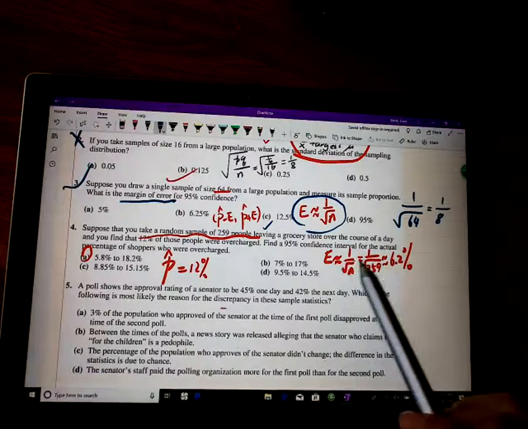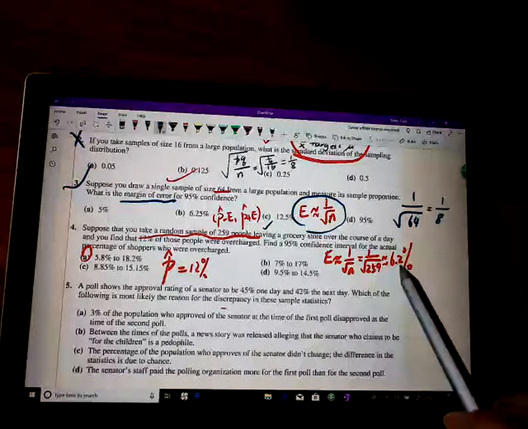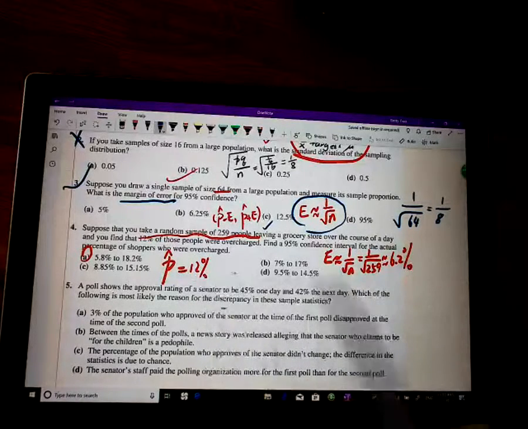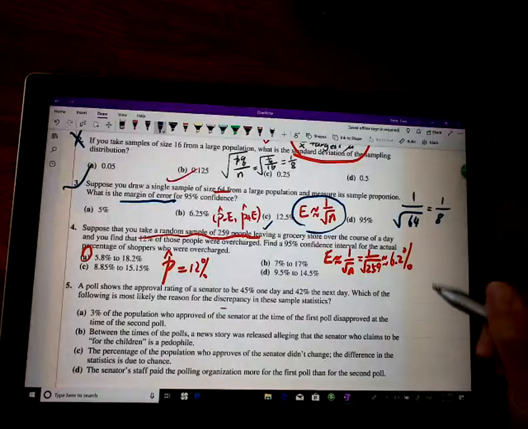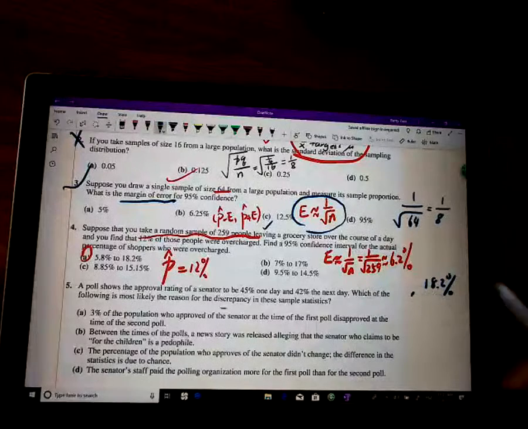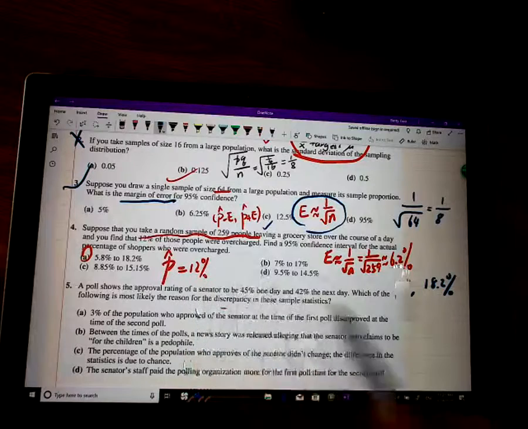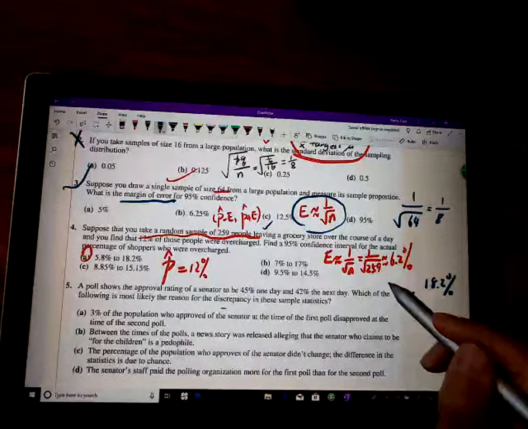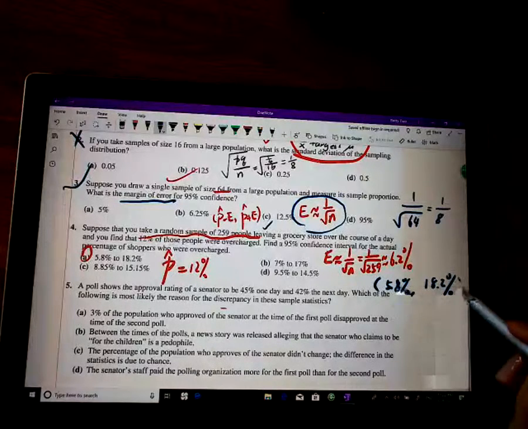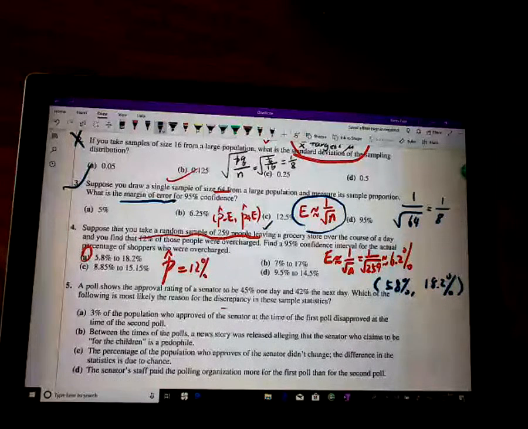And your margin of error, by the formula using your calculator, is 6.2%. You add them together, you have 18.2%. You subtract 6.2% from 12%, you have 5.8%. So the confidence interval is 5.8% to 18.2%.